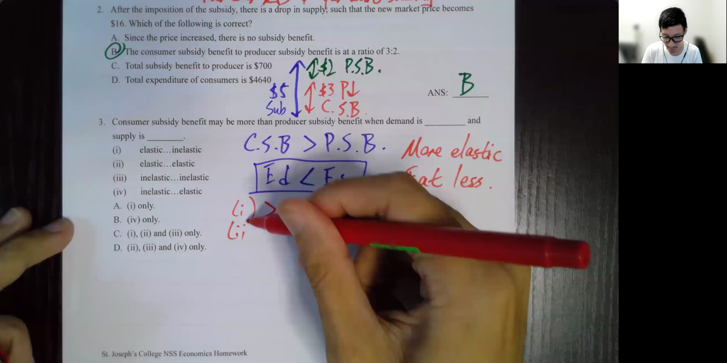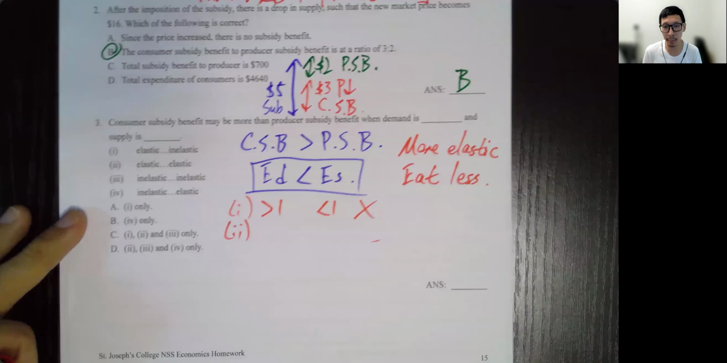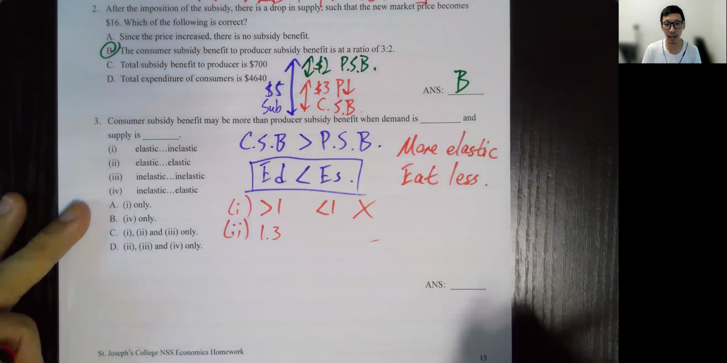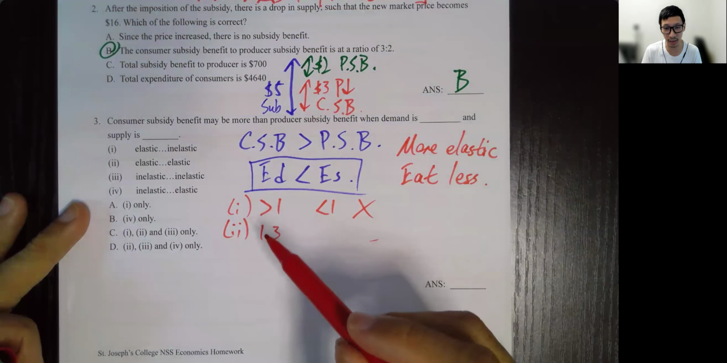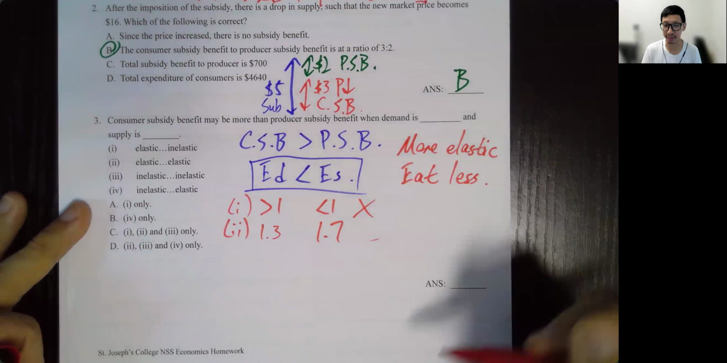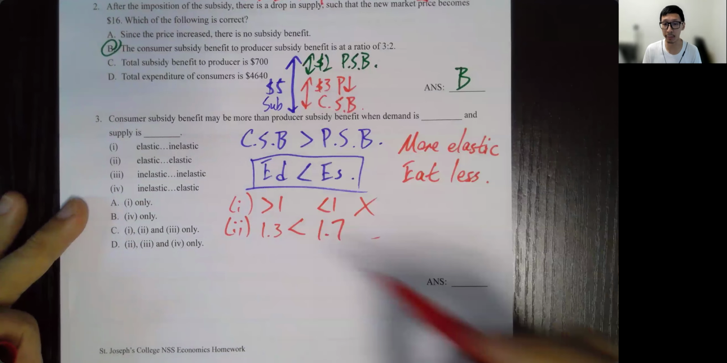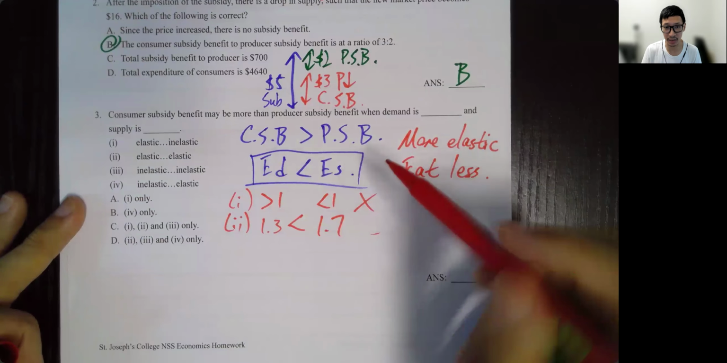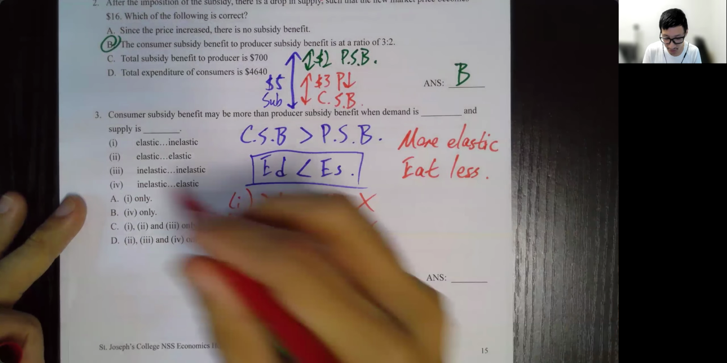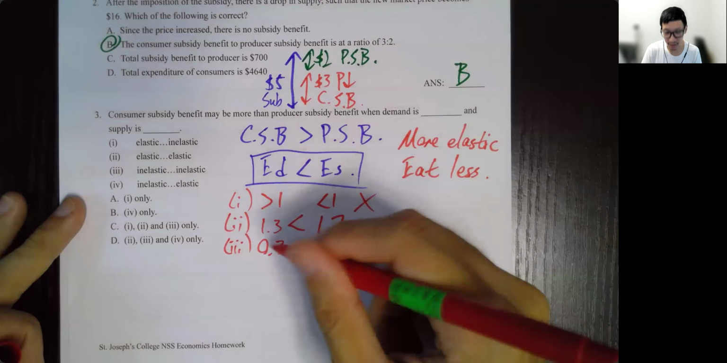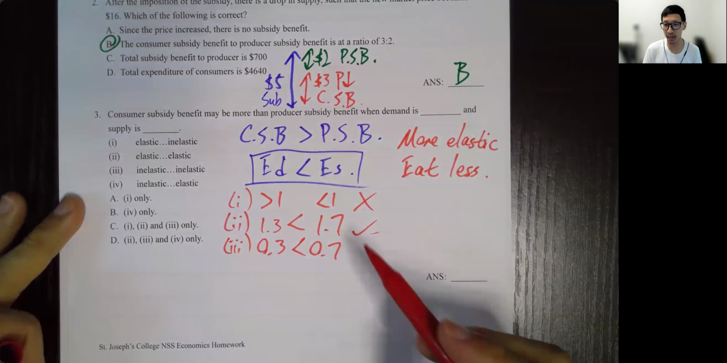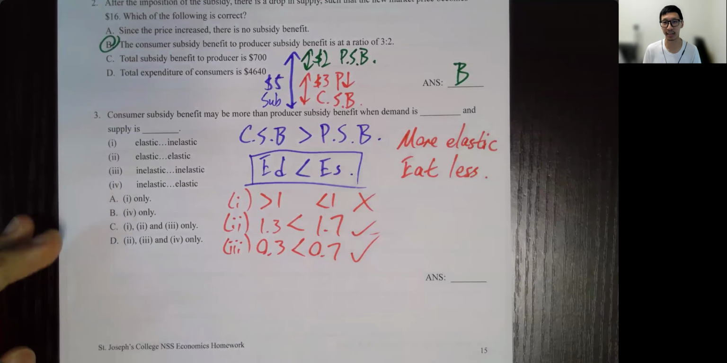Now number 2, elastic. Is it possible? Yes. Let me give you a case. Let's say this is 1.3, which is larger than 1. Then another case here, elastic, 1.7. 1.7 is larger than 1.3, so this matches also, elastic, possible. Case number 3, inelastic, of course, 0.3 is smaller than 1, inelastic. 0.7 is smaller than 1, also inelastic, but it is also more elastic than demand, right?